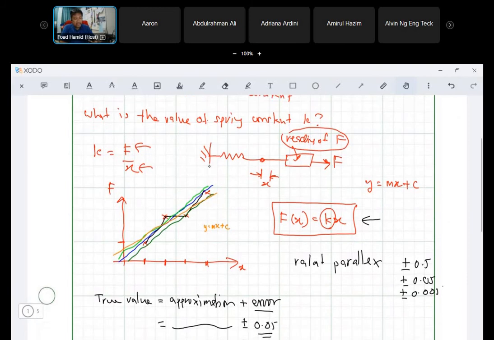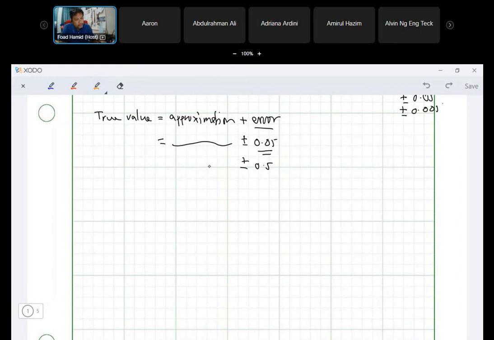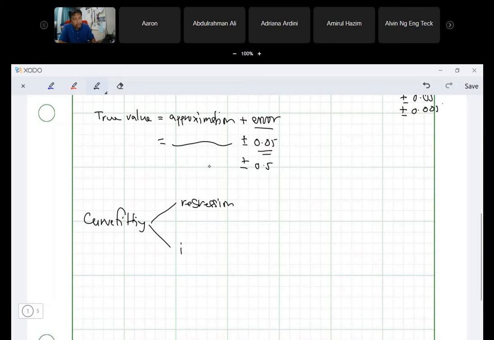So remember, I told you just now, when we learn curve fitting, there are two types of curve fitting. One is what we call regression. The other one is what we call interpolation. So you must know which one is which, when to use regression and when to use interpolation.